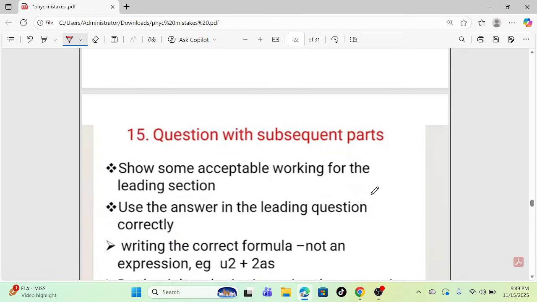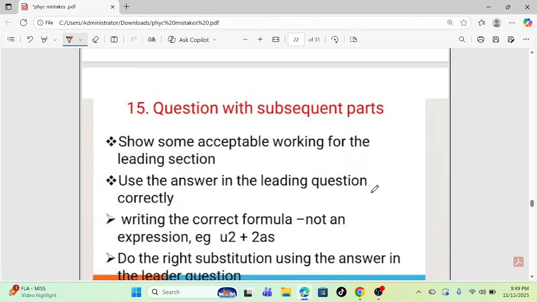So substitution too, you must go through it. But for a question with subsequent parts, show some acceptable working for the leading section. Use the answer in the leading question correctly. For example, especially these part B questions.